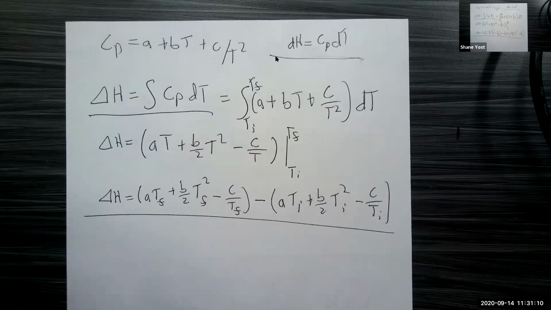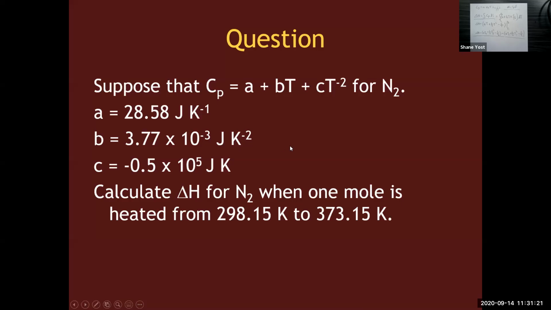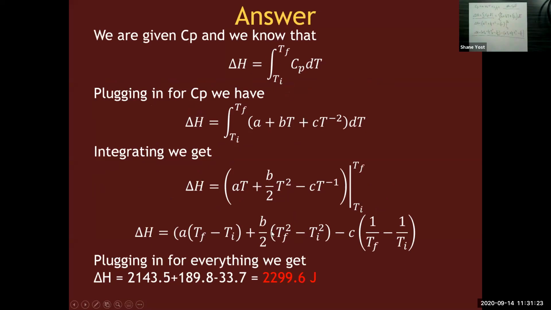Question? All right. So if you plug those things in, for the first term you'll get roughly 2,143, then plus 189, and then minus 32.7. You get a final value of 2,299.6 joules.